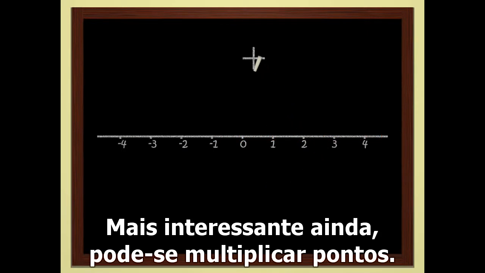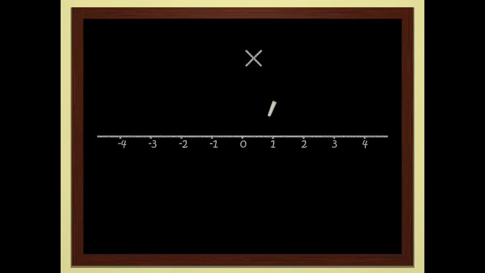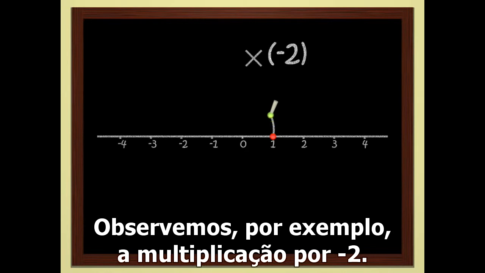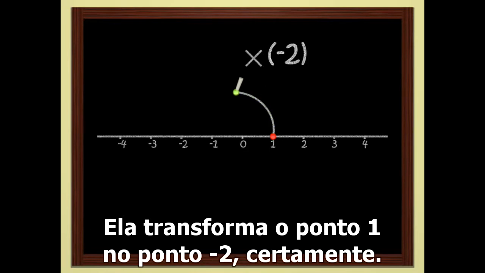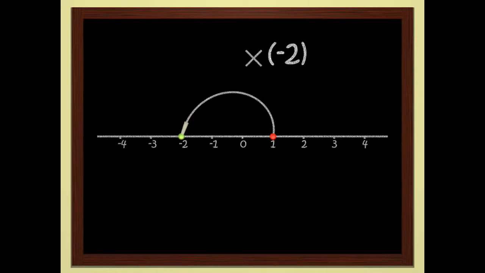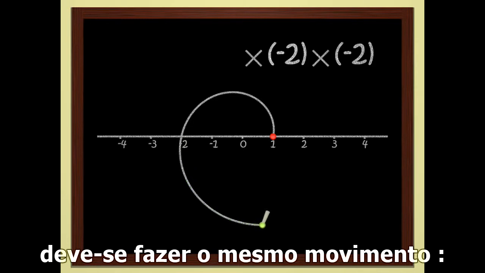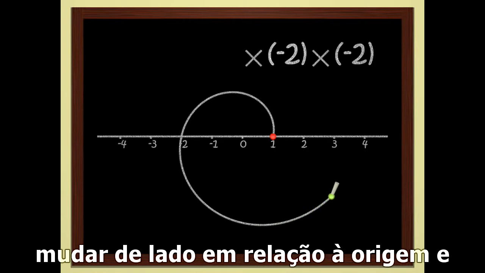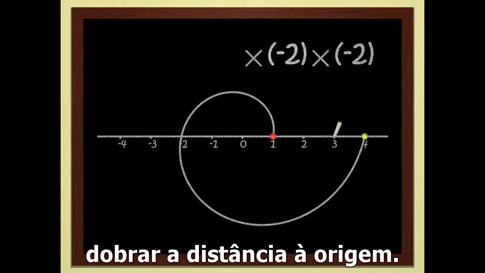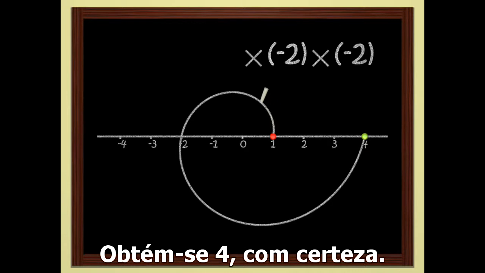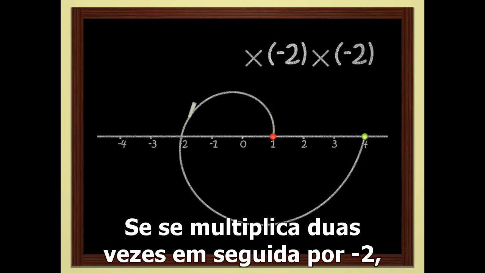More interesting still is multiplication of points. Let's look at multiplication by -2, for instance. It transforms the point 1 into the point -2, of course. And if you multiply again by -2, you have to do the same thing. Change sides with respect to the origin and double the distance from the origin. You get 4, of course. If we multiply twice by -2, we have multiplied by 4.